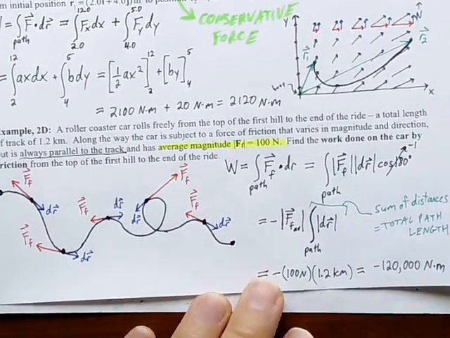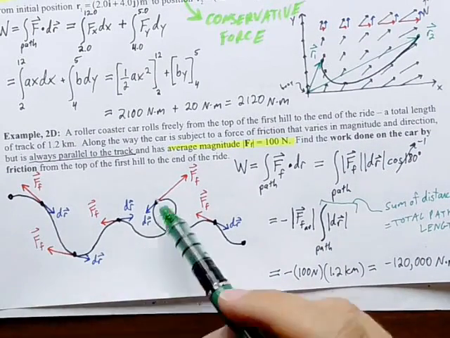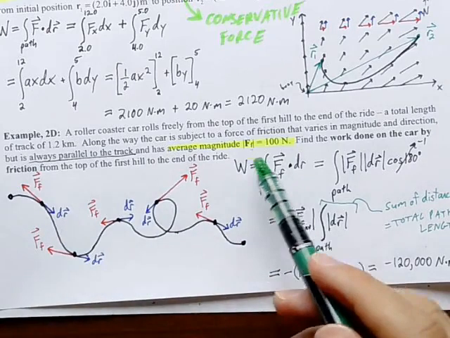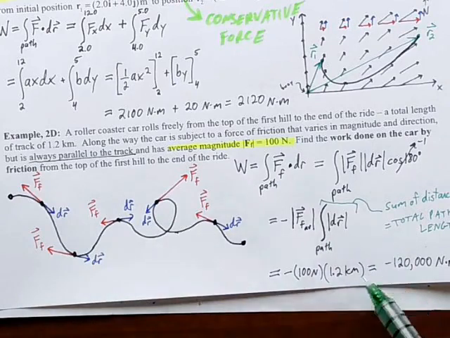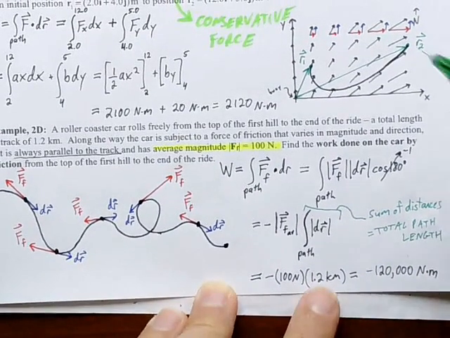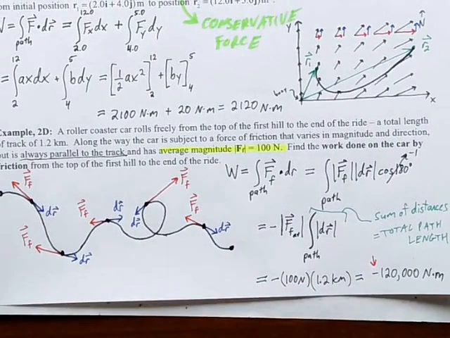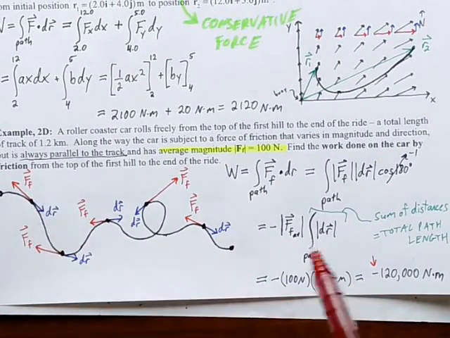So this is great. Even though we didn't know the exact shape of this path, I just drew a curve at random. Even though we didn't know the exact shape, knowing the average magnitude of the force and knowing it's always anti-parallel to the displacement allows us to still compute the total work that was done. Of course, that work comes out to be negative, since that force of friction was opposing our displacement at all times. That force of friction did negative work along this path.